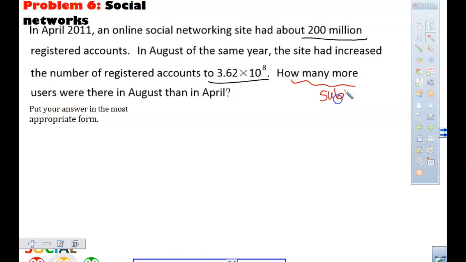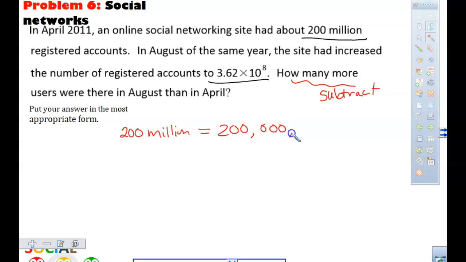Does it make sense to subtract how many more? Just subtract them. It's not how many times more, just how many more. So the first thing I want you to do is write down 200 million. 200 million looks like, in standard form, 200, right?